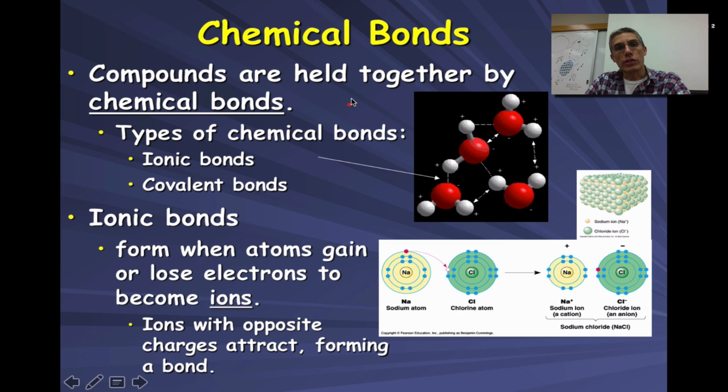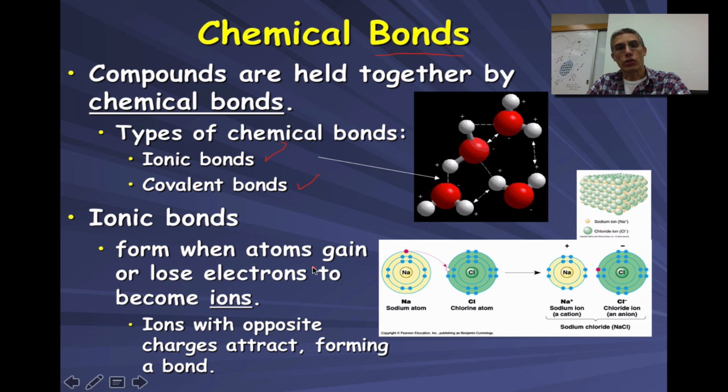When you bring those elements together, we need a way to hold them together. We look at the types of bonds used to hold those elements together. Compounds are held together by chemical bonds. The types of chemical bonds we typically look at are ionic, and the second would be covalent.